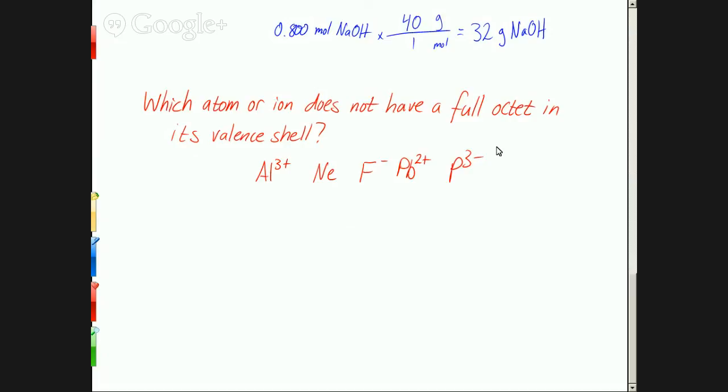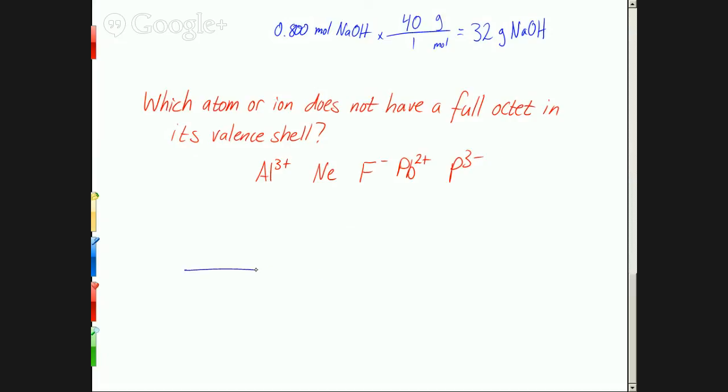So if aluminum's valence shell is the 3rd bucket, 3rd shell, and it loses all 3 electrons out of that 3rd shell, now the second shell becomes its valence shell, and that one's full. In that very last shell, it only has 3, and once you get rid of it, it's the same thing with phosphorus and lead.